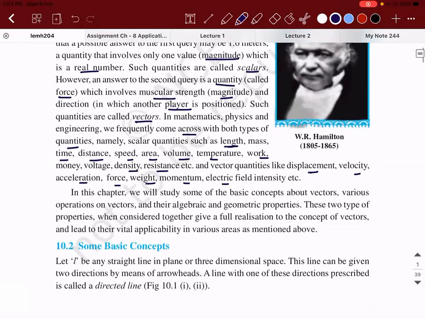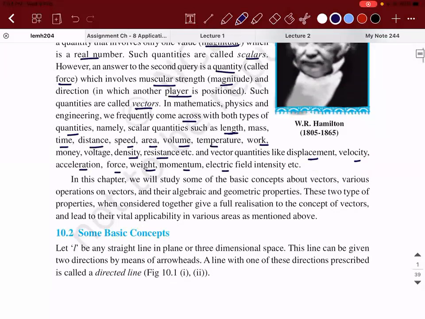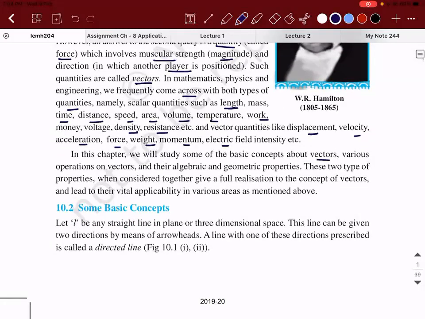Okay, so in this chapter, we will study some of the basic concepts about vectors, various operations on vectors, and their algebraic and geometric properties. These two types of properties, when considered together, give a full realization to the concept of vectors and lead to their vital applicability in the various areas mentioned above.